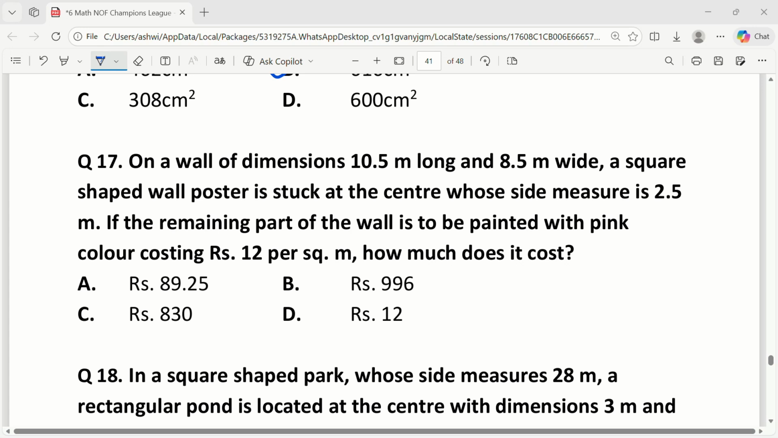Question 17. On a wall of dimensions 10.5 meter long and 8.5 meter wide, a square-shaped wall poster is stuck at the center whose sides measure 2.5 meter. If the remaining part of the wall is to be painted with pink color, costing rupees 12 per square meter, how much does it cost?